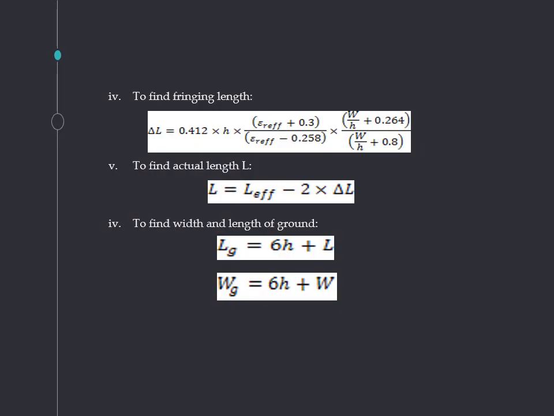Fringing length, denoted by delta L, is equal to 0.412 into h into epsilon R effective plus 0.3 divided by epsilon R effective minus 0.258 into W by h plus 0.264 divided by W by h plus 0.8. Next is actual length, that is L is equal to L effective minus 2 into fringing length. Next, width and length of the ground are calculated as 6h plus W and 6h plus L respectively.